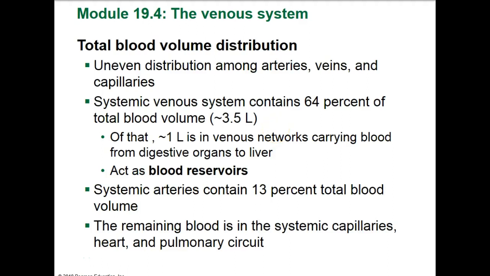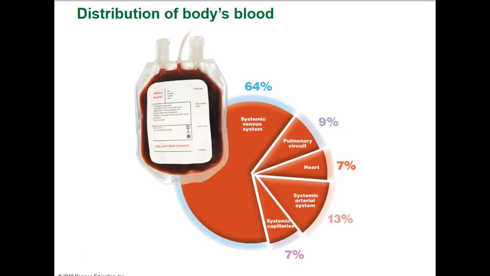So last time we had started 19.4 and we were talking about where your blood really is found, because you do have an uneven distribution, as it says here. The systemic venous system has 64% of the total blood volume, and of that, 1 liter is in the venous networks that carry the blood from the digestive organs to the liver. So that really is your blood reservoirs. Systemic arteries have about 13% of the total blood volume, the remaining blood is in the systemic capillaries, the heart, and the pulmonary circuit. So this breaks that down for you.